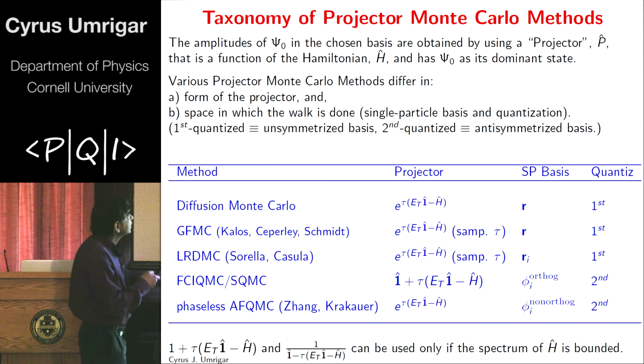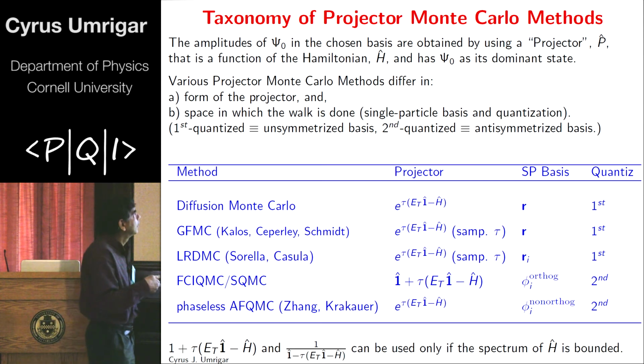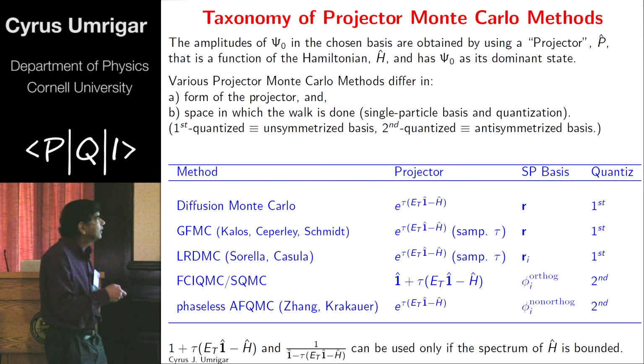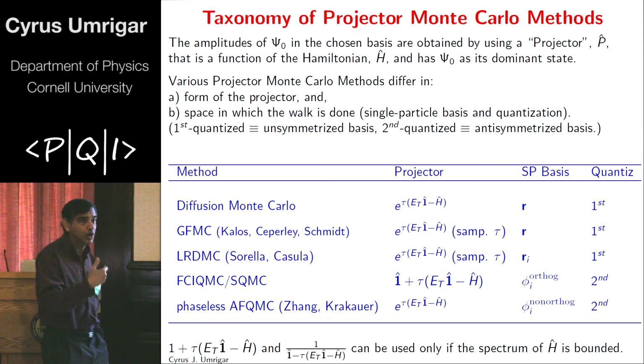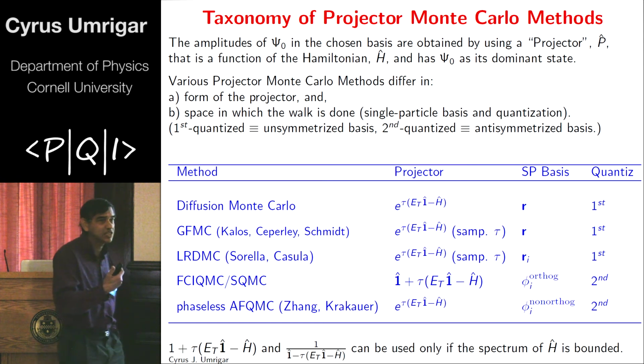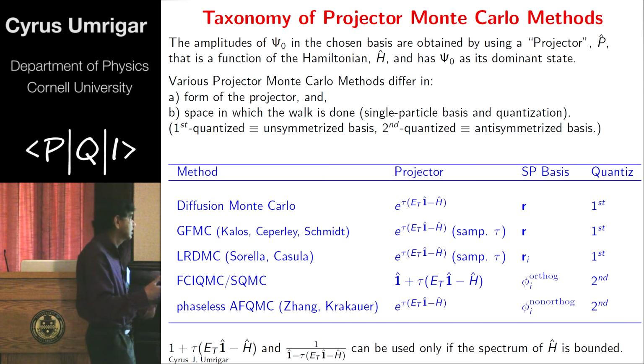Okay, so the various Projector Monte Carlo methods can be categorized by the form of the projector, whether you use an exponential or a linear form of the projector, and the space in which the walk is done, whether it's done in real space or in orbital space. And finally, whether one uses first quantization or second quantization. What I mean by that is that you have, of course, for electrons, an antisymmetric state, and whether you consider all permutations of the electrons to be the same state or whether you consider those to be distinct states.